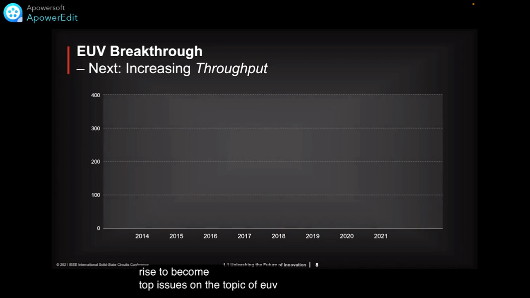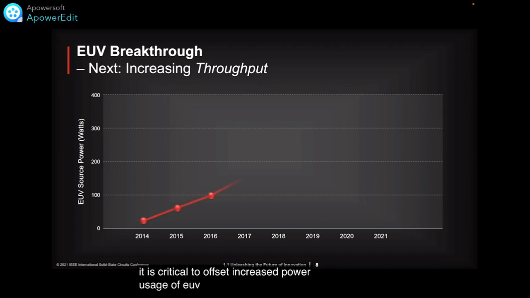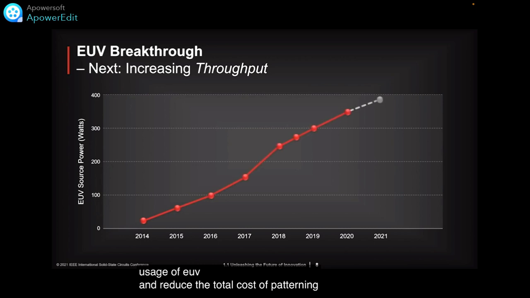On the topic of EUV throughput, it is critical to offset increased power usage of EUV and reduce the total cost of patterning to a level that is comparable to or even lower than quadruple patterning. A key indicator of EUV throughput is source power. There has been steady progress in EUV source power, now reaching 350 watts. This enables 5 nanometer high volume production, paves the way for 3 nanometer and 2 nanometer development, and provides a path to reducing lithography cost over time.